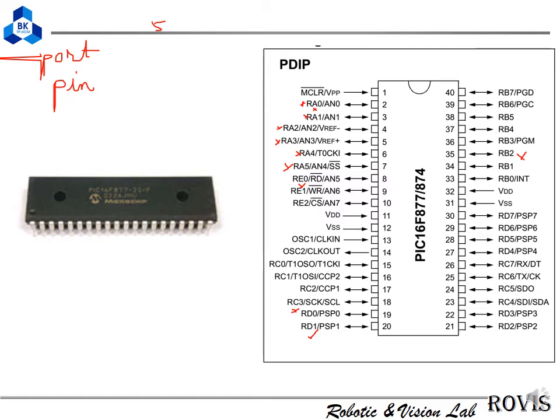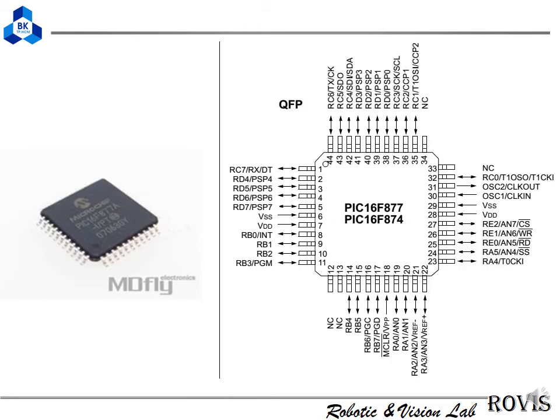And can you tell me the number of pins of port B, port C, port D, and port E? Here, how many pins?